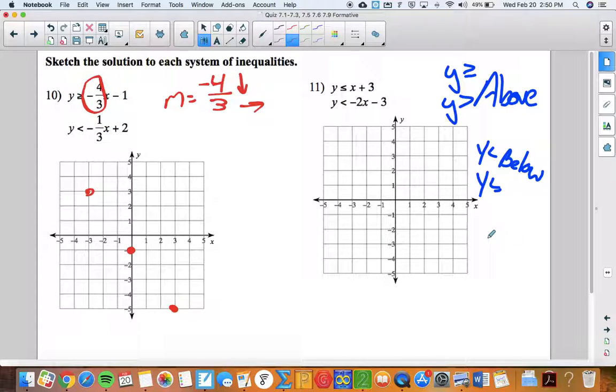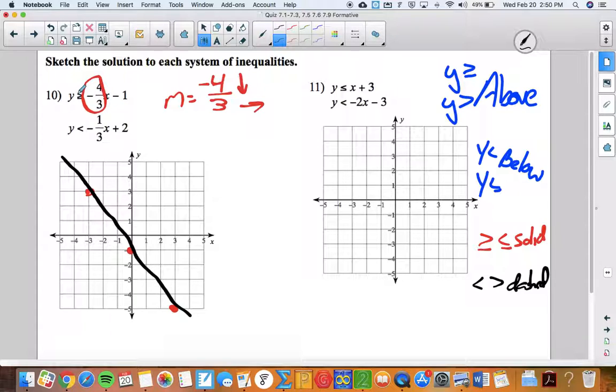Other big thing. When you have these two symbols, you make a solid line. When you have this symbol or that symbol, when you connect the dots, you make a dashed line. So this one is solid. And then I will shade where y is greater than the y-intercept of -1, so that's up above. You're not going to shade this belligerently, just make some lines so you know which side of the line we're talking about. Then graph the other equation.